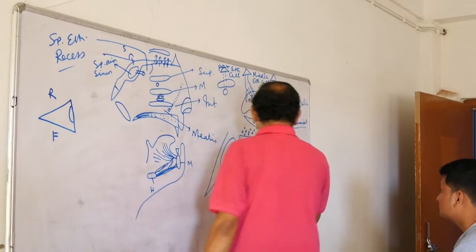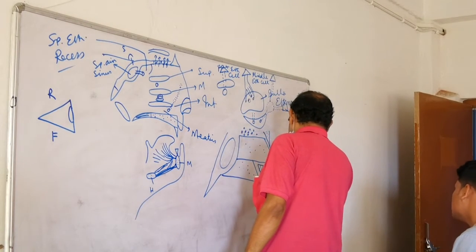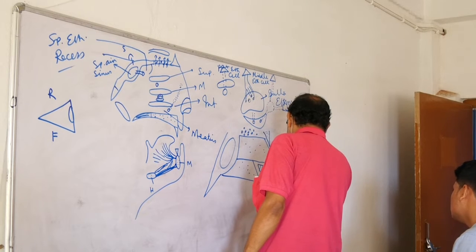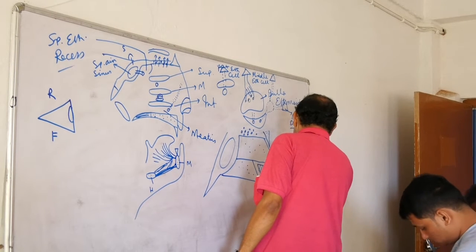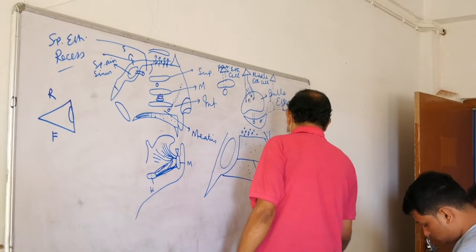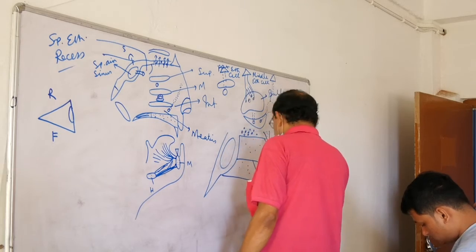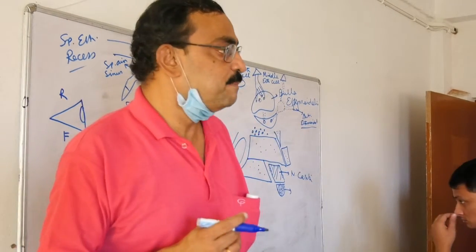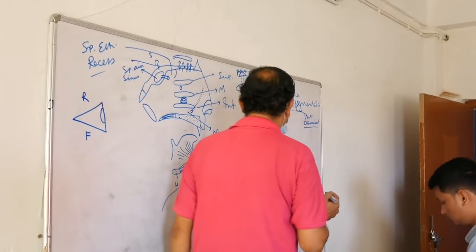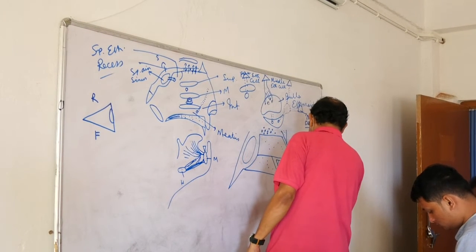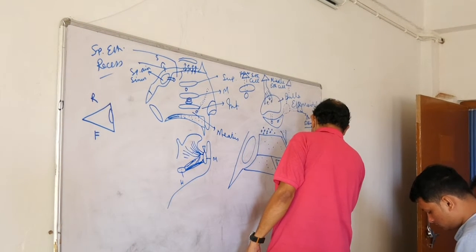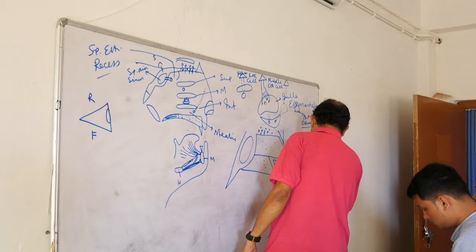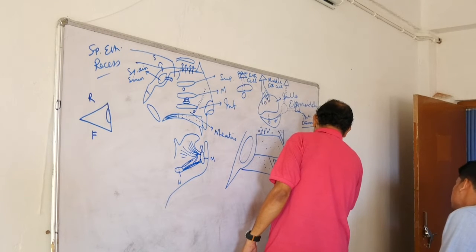So this is the nasal cartilage. And there is also nasal cartilage, but it is very much mobile. Mobile septum. Then what is the septum?